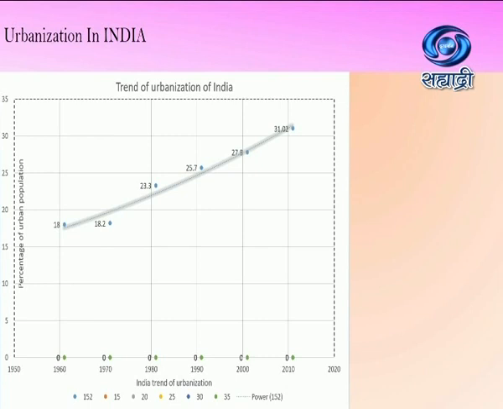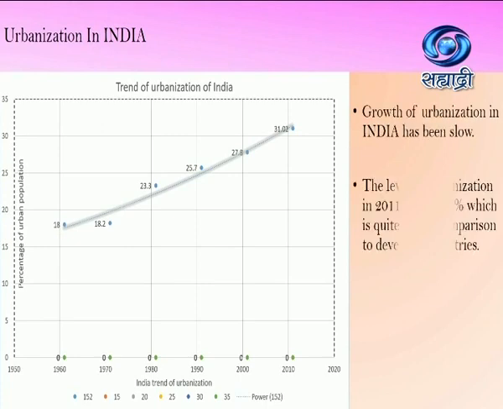Then in 1990, you see again the percentage has grown, 25.7%. Again, it shows a rise, 27.8% in 2000. And in 2010, it shows 31.02. So ultimately, we come to know that the number of people who are living in India in the urban settlements is growing day by day. So this is one of the important points that you have to remember.